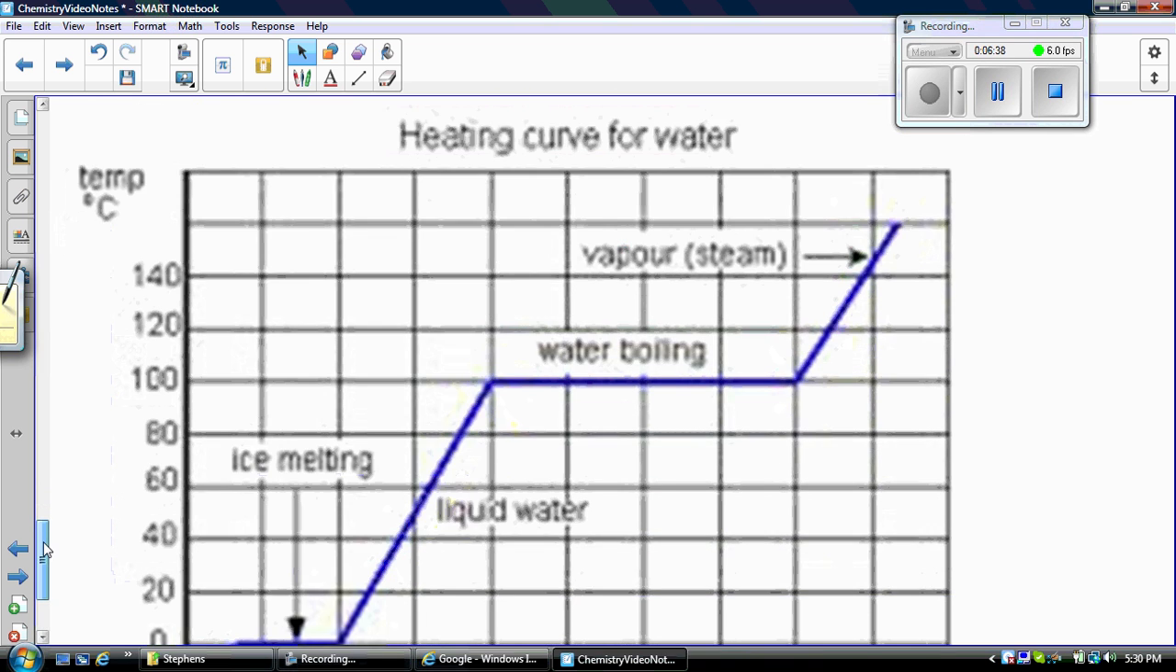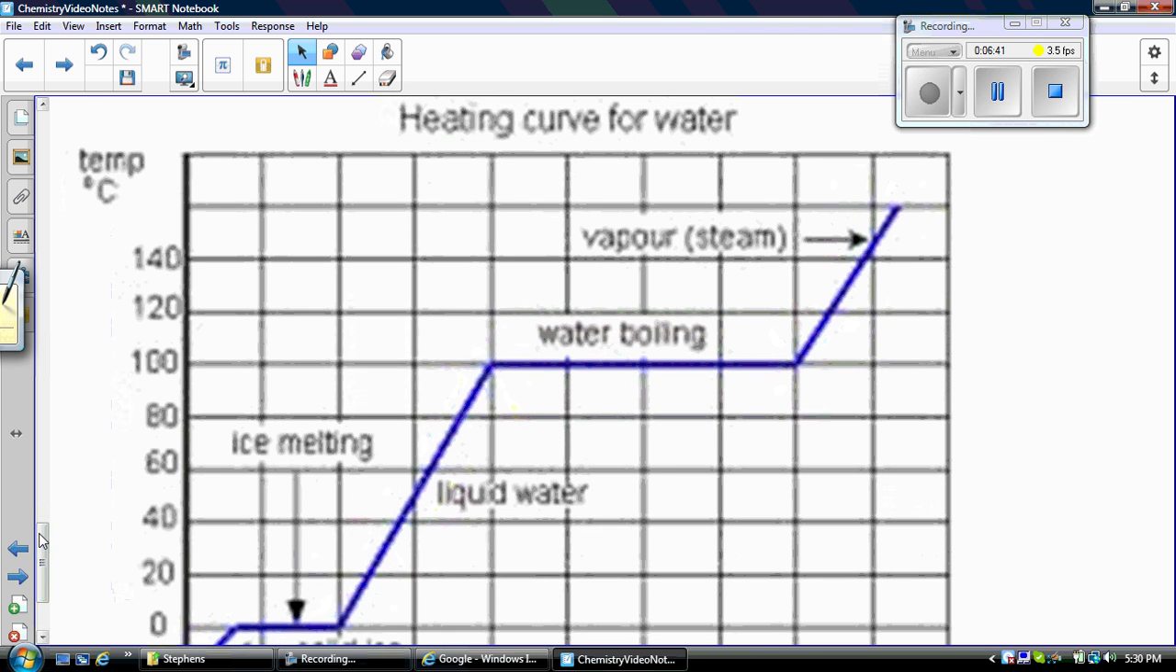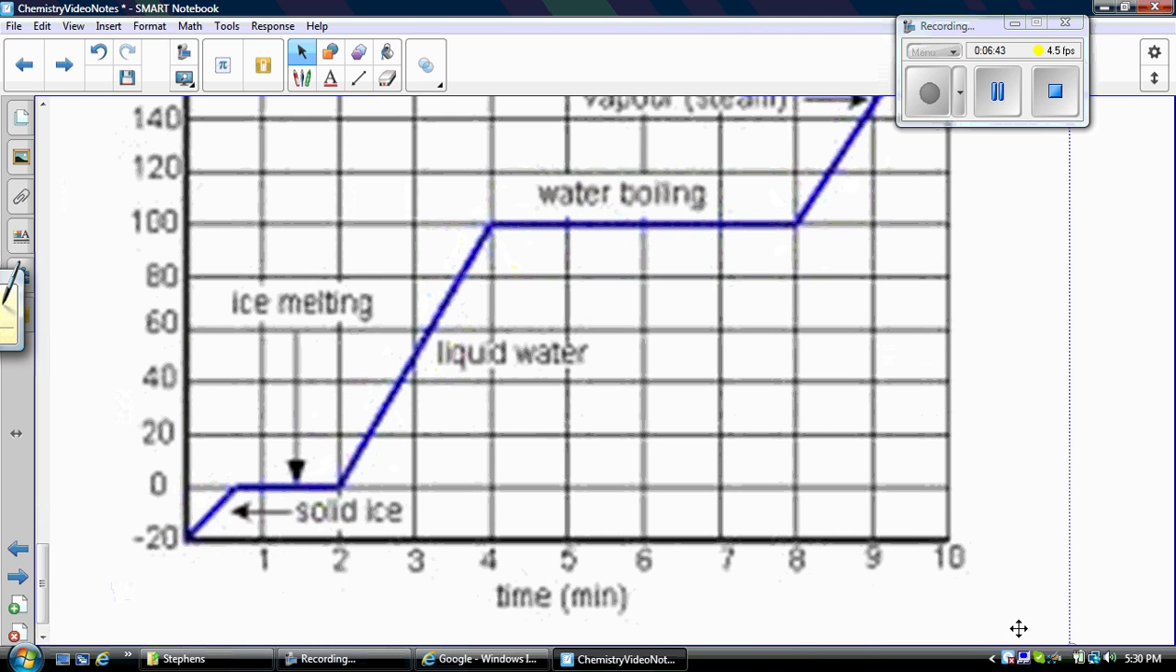Okay, so if we take a look at water, we're going to look at water right now. Let me change the size of this so you guys can see it all on one screen. Give me a second. Let me pause this now.